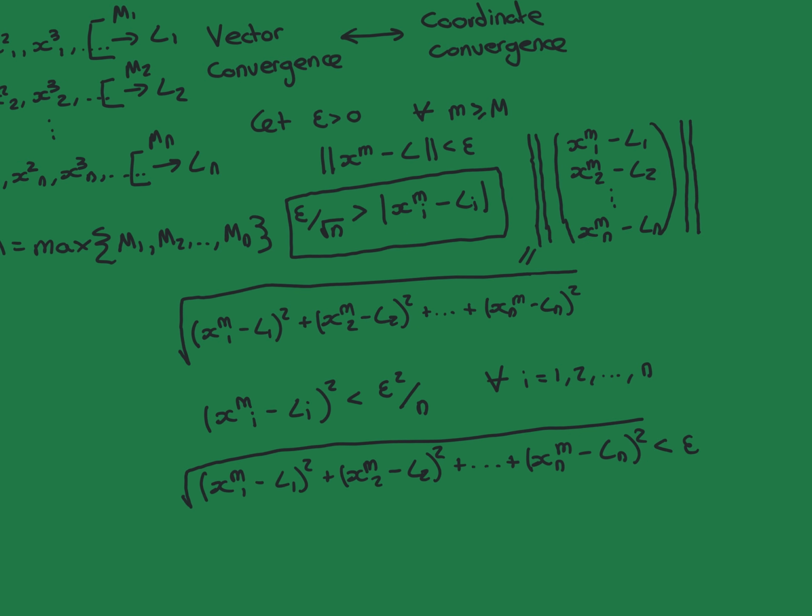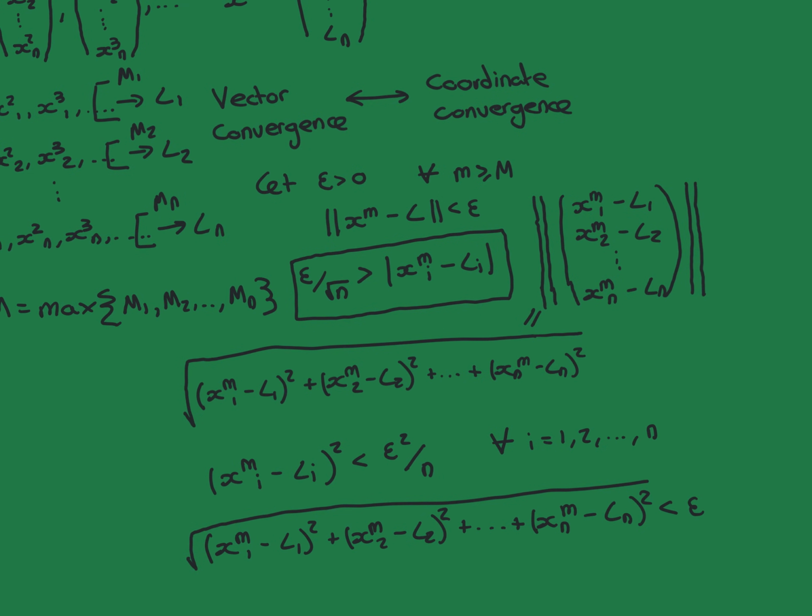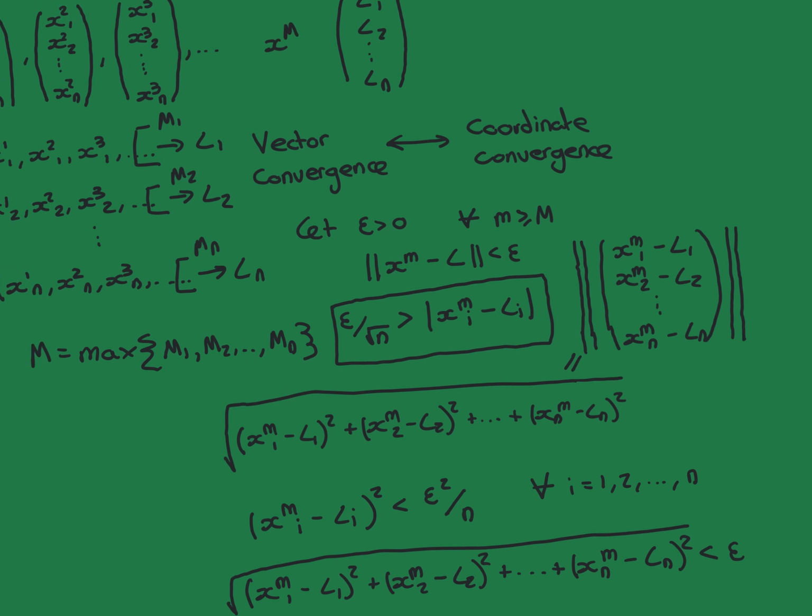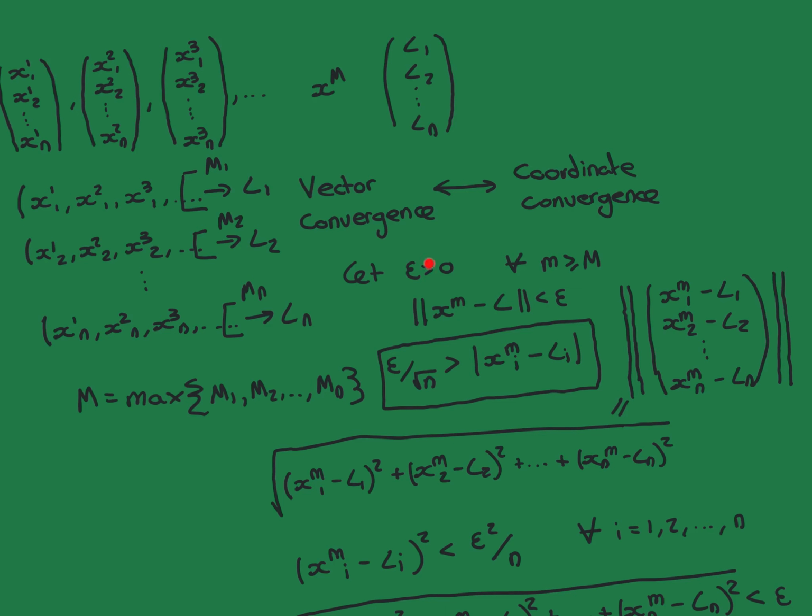epsilon, meaning that the distance between my vector x_m and my limit vector L is less than epsilon if I take m, little m, greater than or equal to this big M that I showed you how to construct. So what I have shown you is that whatever epsilon you take, I can find you a big M in this way, such that for all little m that is greater than or equal to big M, the vector x_m will be within epsilon distance of the limit vector L.